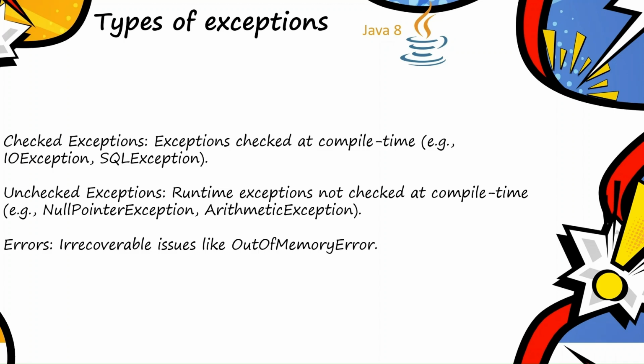Then we have the second category called unchecked exception. Now imagine you're driving and something unexpected happens on the road. You hit a pothole and get a flat tire, someone cuts you off and you need to brake suddenly.